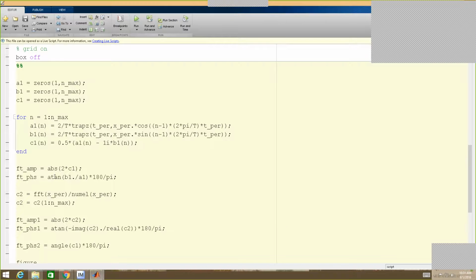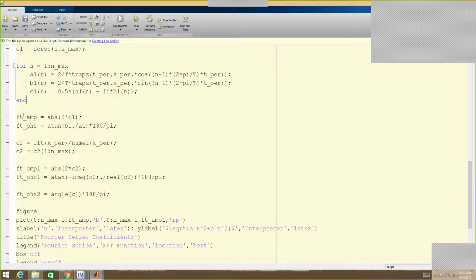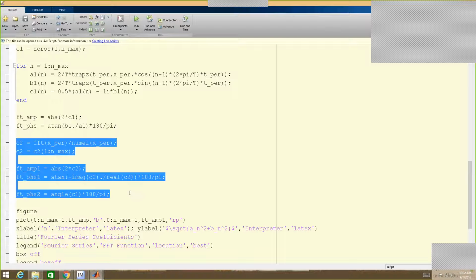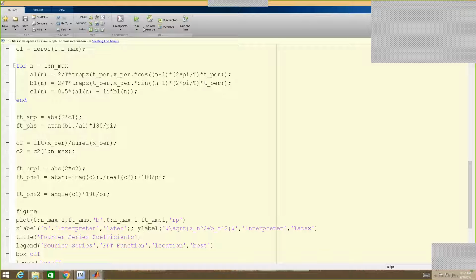All right, good. So now what we do is simply get the Fourier series amplitudes, which is given as the square root of an square plus bn square, which is nothing but the absolute value of 2 times c1. So I have just used a simpler notation here, but it is exactly the same. And the phase is calculated as tan inverse of b over a, and we convert it into degrees using this multiplication factor. The rest of the thing let's not worry about so much. I'll come back to it a little later. And let's run this code.